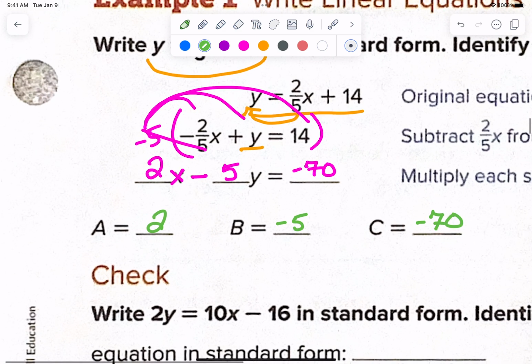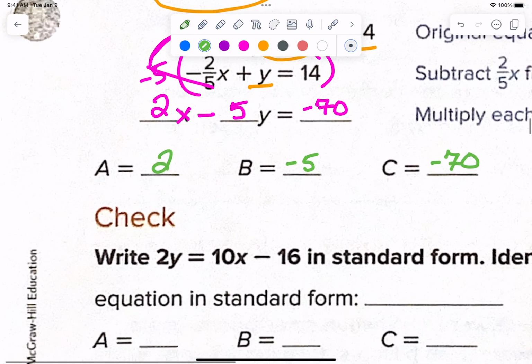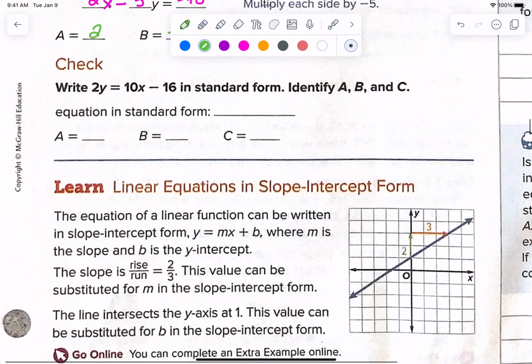Standard form is probably the most pretty looking because it doesn't have any fractions. But it's the least useful when you're doing graphing and that type of thing. It's so annoying, because what if you have 1/3? That would be terrible.